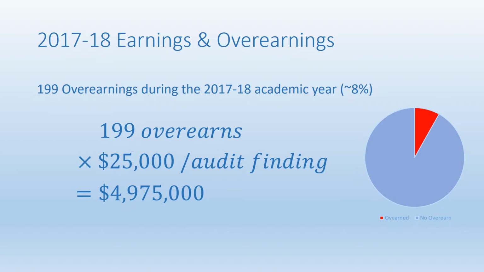For the record, that nearly $5 million fine could be prevented by preventing $83,000 in over-earnings amongst less than 200 students. So it's a very manageable program. I'd like to walk you through a couple of reasons why these over-earnings occur, and then get into the tools and techniques to prevent them from occurring.